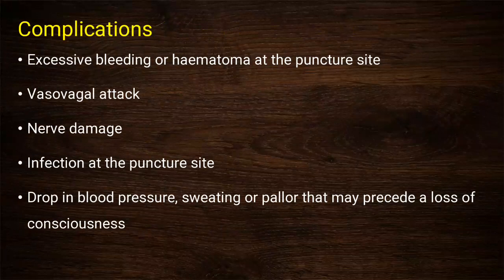Complications of ABG analysis or of sample collection are excessive bleeding or hematoma at the puncture site, vasovagal attack and nerve damage, infections at the puncture site, and also drop in blood pressure, sweating or pallor that may precede a loss of consciousness. These are the complications associated with the collection of blood for ABG analysis.